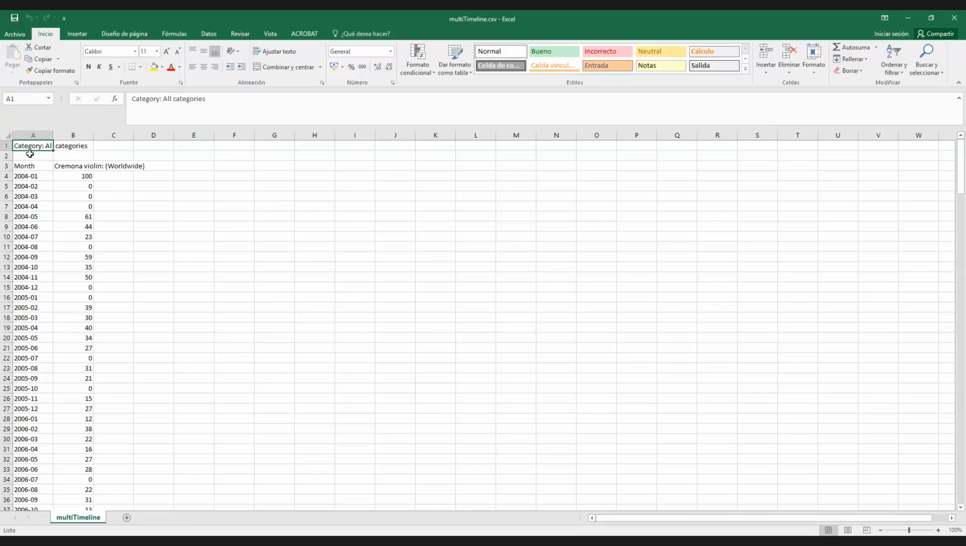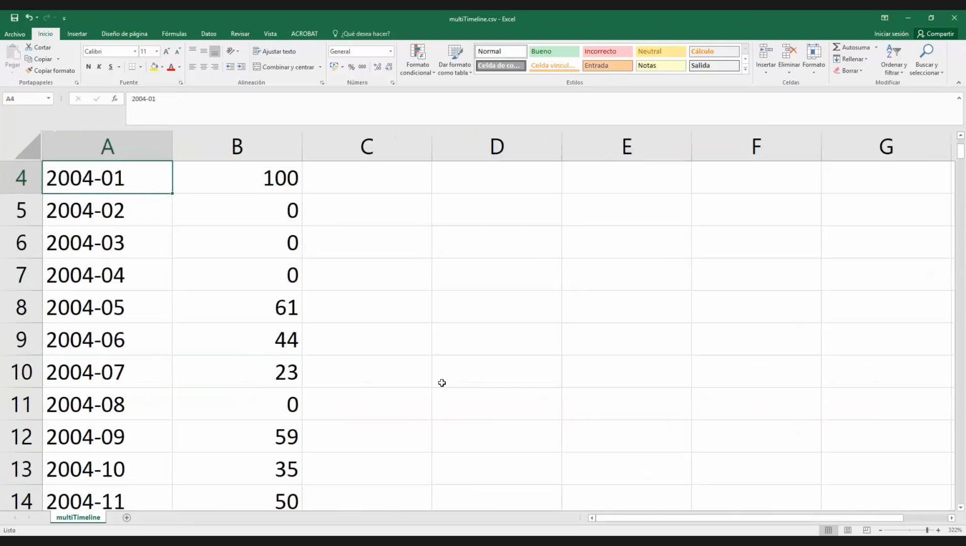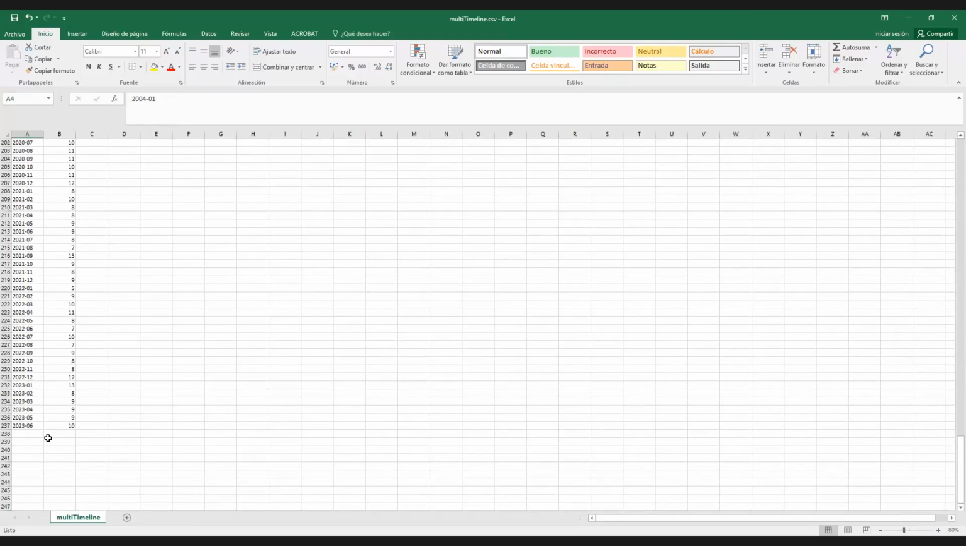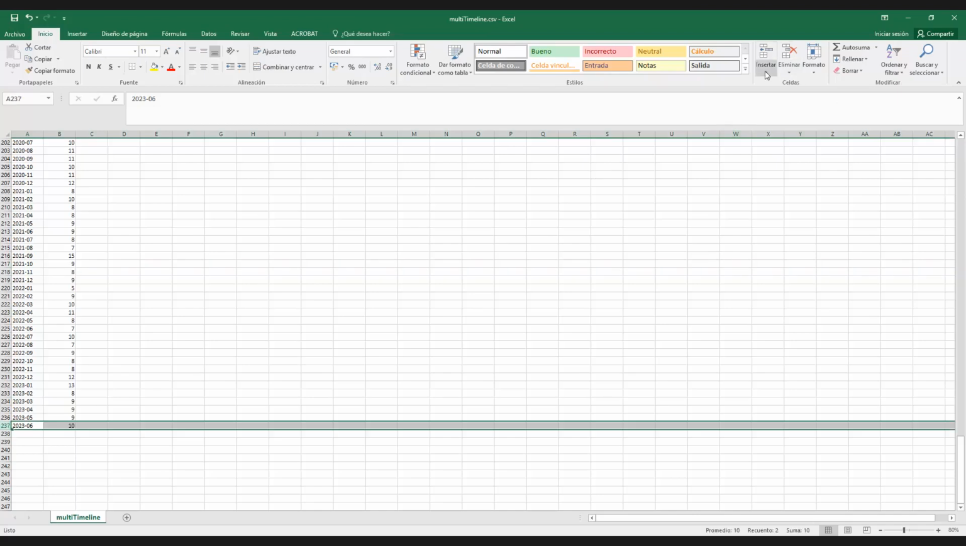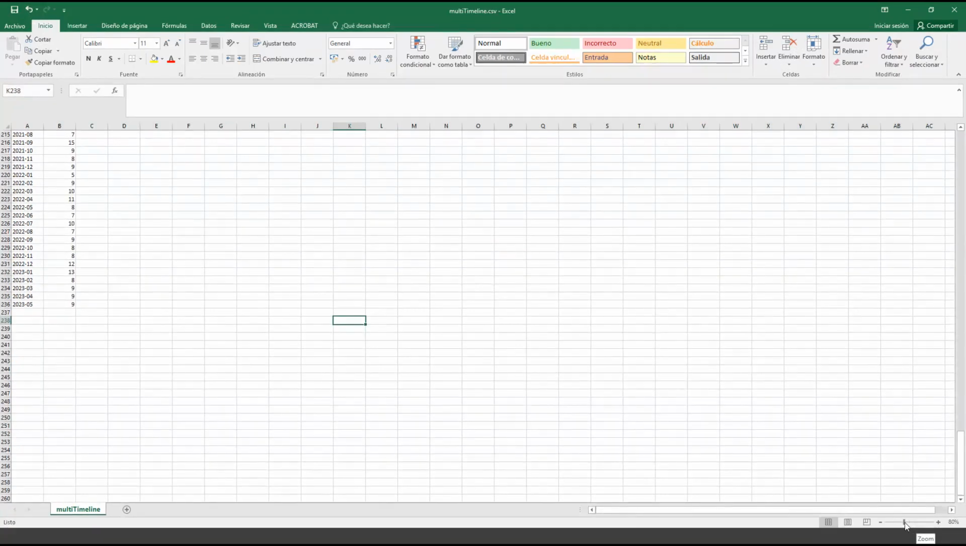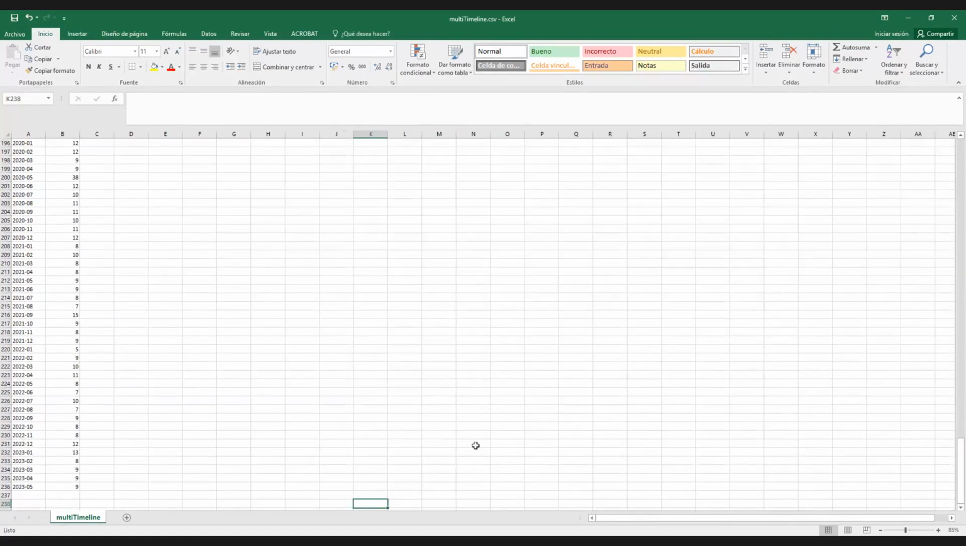So you can see that the system automatically downloads the data. Date. This is January 2004, up to June 2023. I'm going to delete the last data because June is not complete yet. So I'm going to delete the last one, and we are going to finish the analysis in May 2023. Can you see the data set?